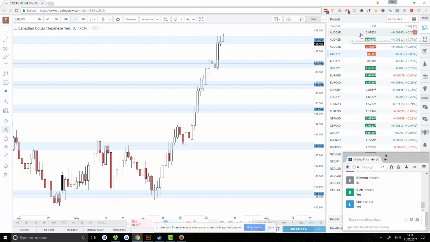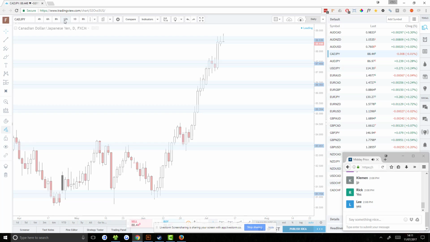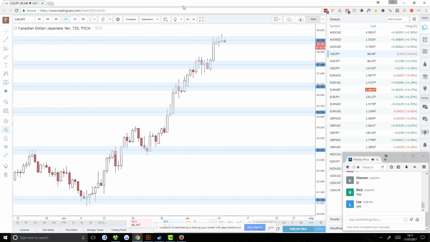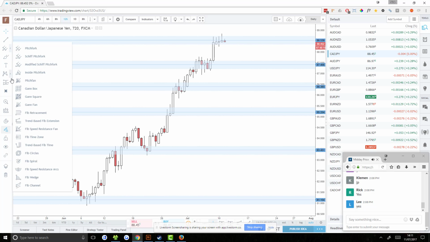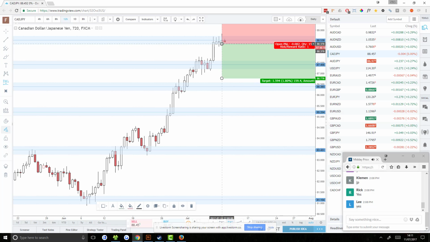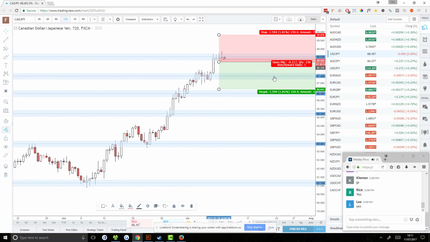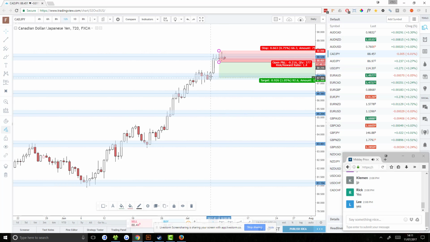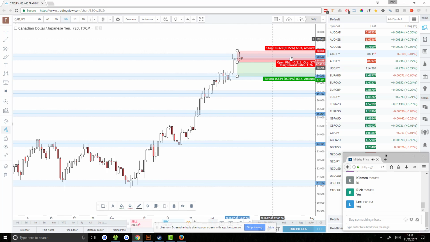All right, CAD JPY. Now CAD JPY is somewhat interesting. A few people have messaged me about CAD JPY. It's very similar to the other JPY setups. I shared a potential USDJPY setup yesterday that never ended up triggering, but it might still trigger today. CAD JPY looks very similar. Only problem I have with CAD JPY at the moment is the risk to reward ratio kind of sucks a bit. It's not a great risk to reward ratio.